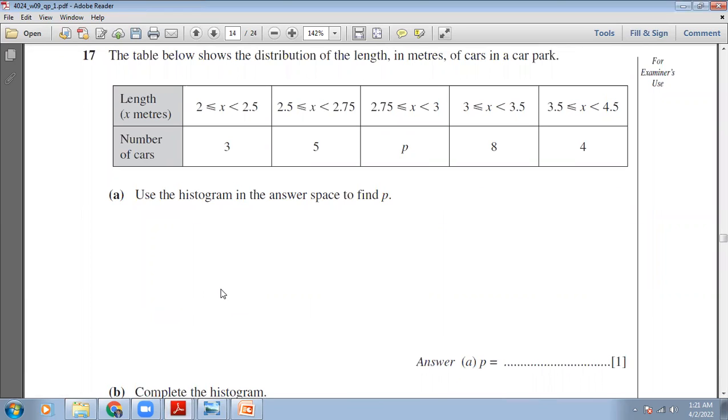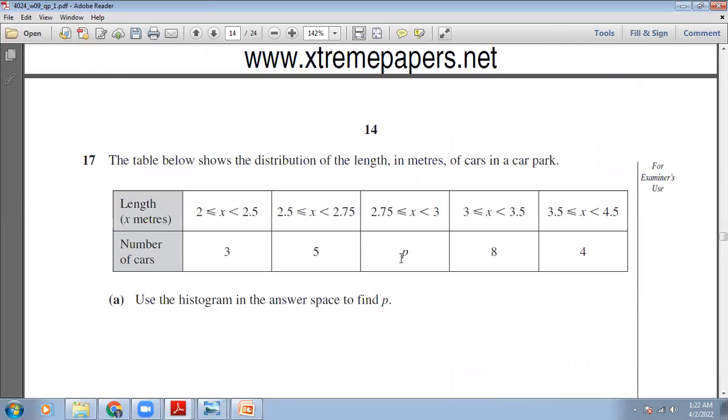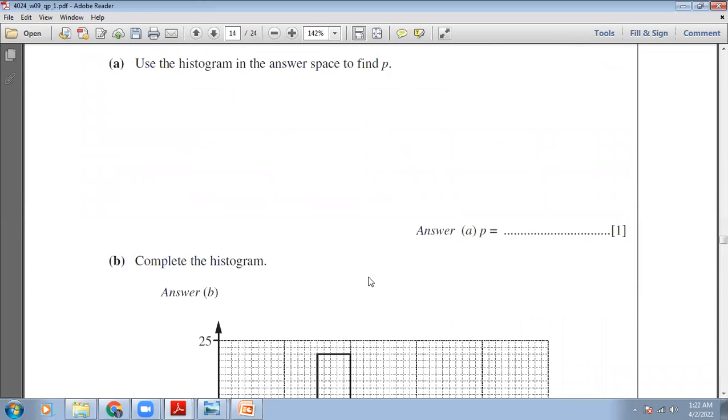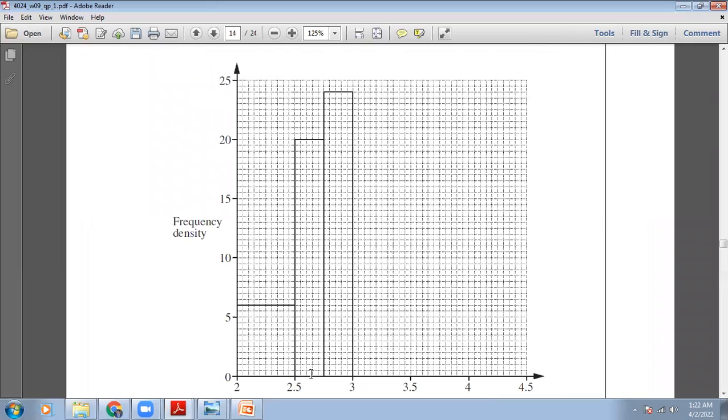Okay, the table below shows the distribution of the length in meters of cars in a car park. So the length is X meters, and that represents X, the number of cars. Use the histogram in the answer space to find P. So here the histogram is given. P is from 2.75 to 3. They are talking about this bar. So find the area of this bar, and that will be equal to the frequency.